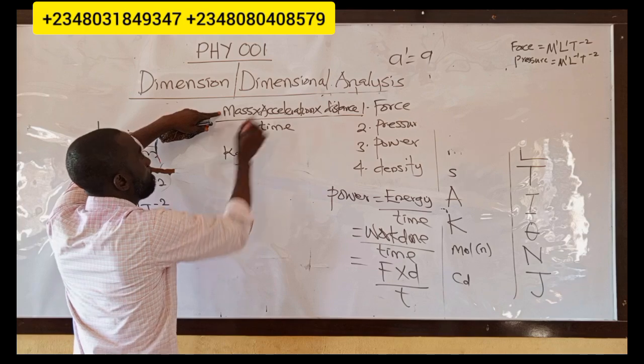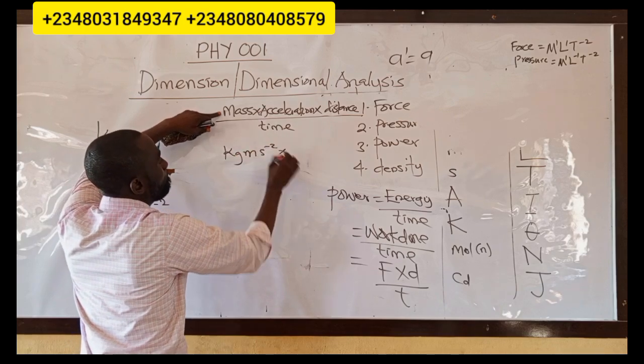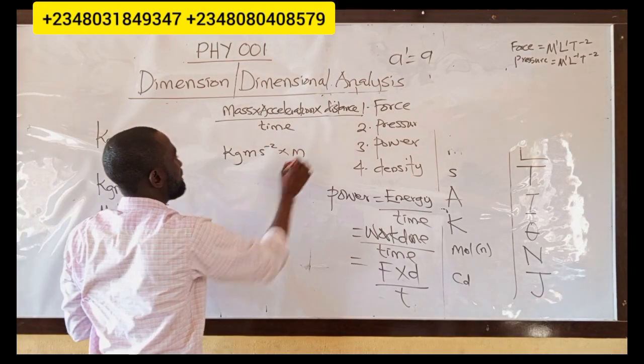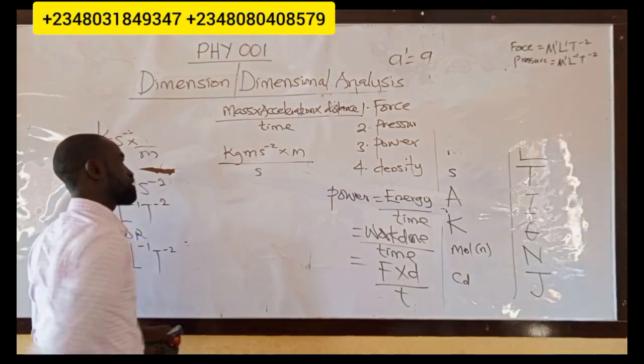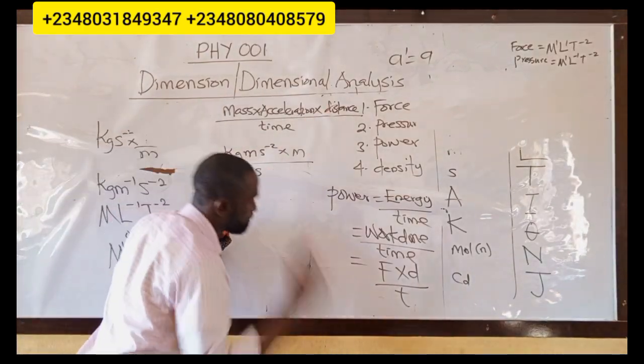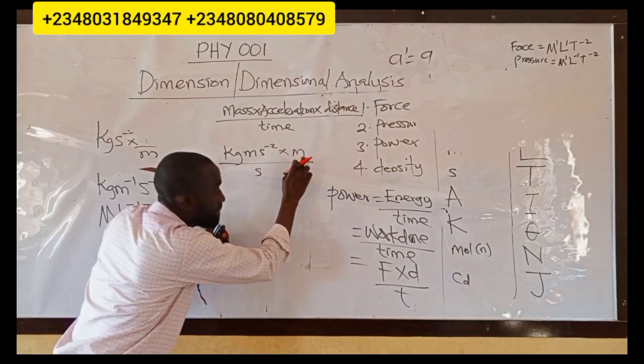The unit of mass is kg, acceleration is meters per second squared, distance is meters, all over time, which is seconds. I want this second to go up. Now look at this: I have m to the power 1 twice.